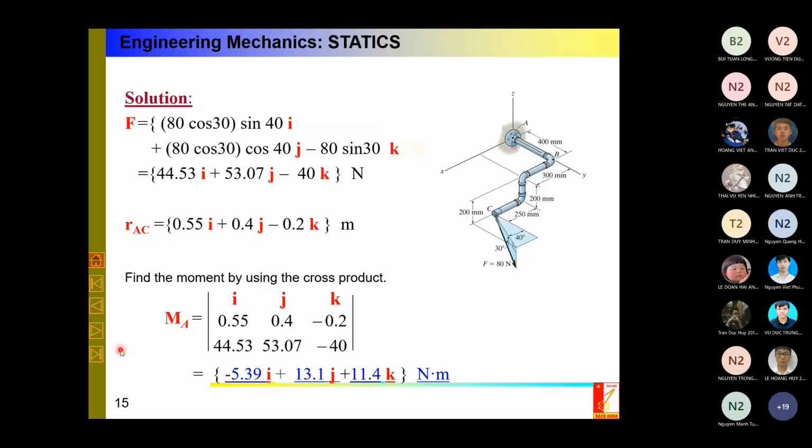Mr. Hoàng Việt Anh is better. Good. Mr. Dũng, it is not correct. Look at the slide. The correct result I have already shown, also with the sign. Mr. Tiến is also wrong. Try to find where it is wrong, maybe with the calculation of the determinant.